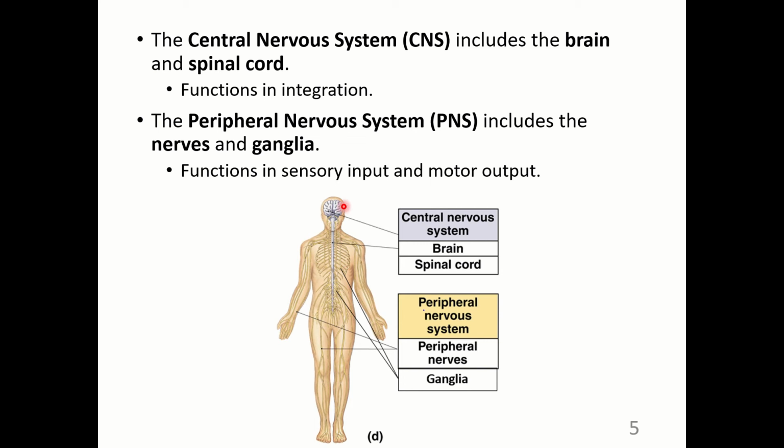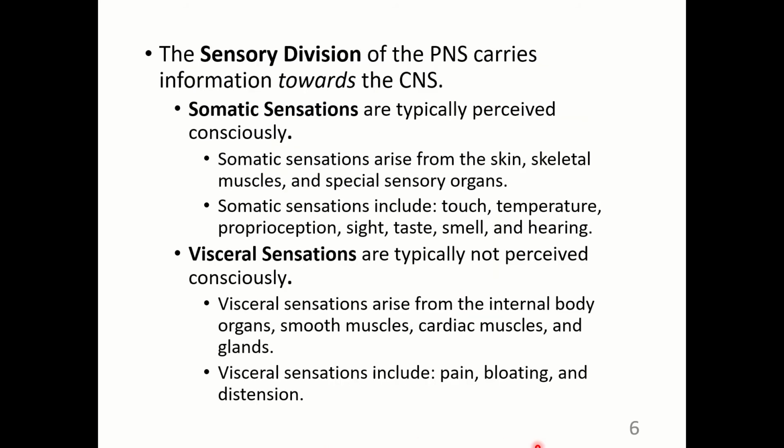This illustration shows the central nervous system in gray, containing the brain and spinal cord. The peripheral nervous system is in tan and contains the peripheral nerves and their ganglia. The sensory division of the peripheral nervous system carries information towards the central nervous system.